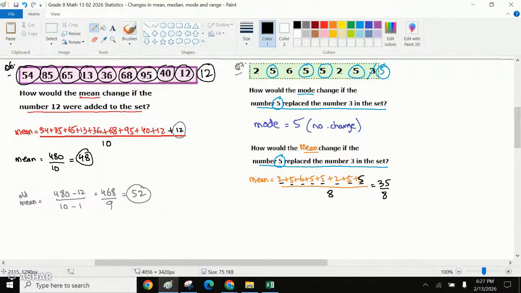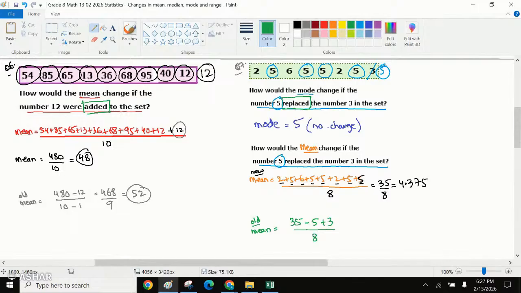And 35 when divided by 8 would be 4.375, right? This was the new mean. Okay, how can we find the older mean? All we need to do is, the total was 35 and 5 was added, right? We removed the 5 and we replace it with the 3, and the total numbers are still the same, right? Because in this case, the number was replaced. In the previous case, an additional number was added, right?